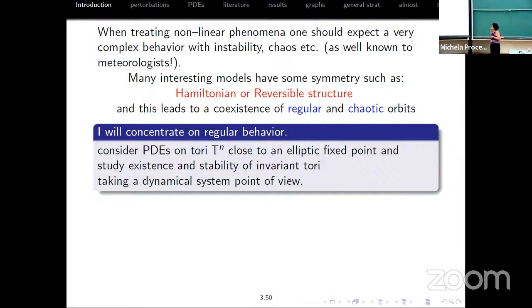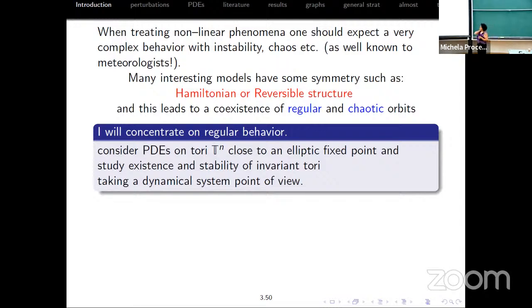Let me remember what I said. I said these equations are not integrable, they're nonlinear. So what you should expect is probably there is a lot of chaos going on and lots of very complicated behavior. On the other hand, all the equations that I wrote have a Hamiltonian, or maybe a reversible structure. So they have some symmetries. And in that case, at least in finite dimensional analogs, you know that there should be coexistence of regular and chaotic behavior. And in some sense, you have to choose which kind of behavior I want to look at. So I chose the regular behavior.